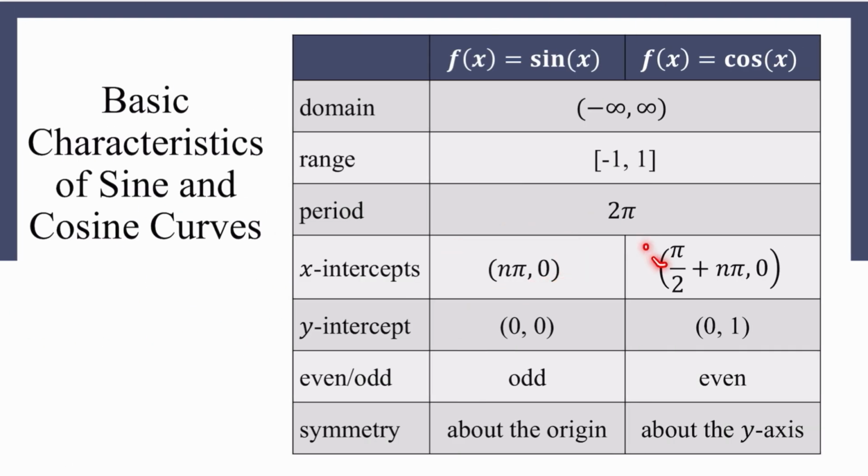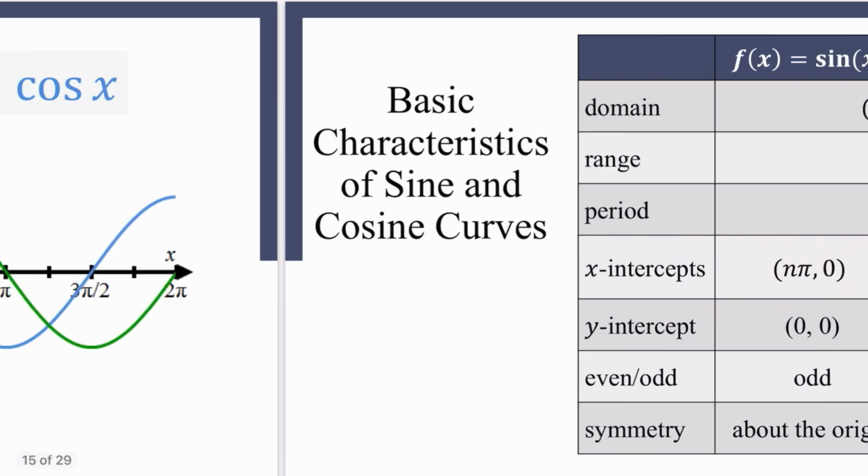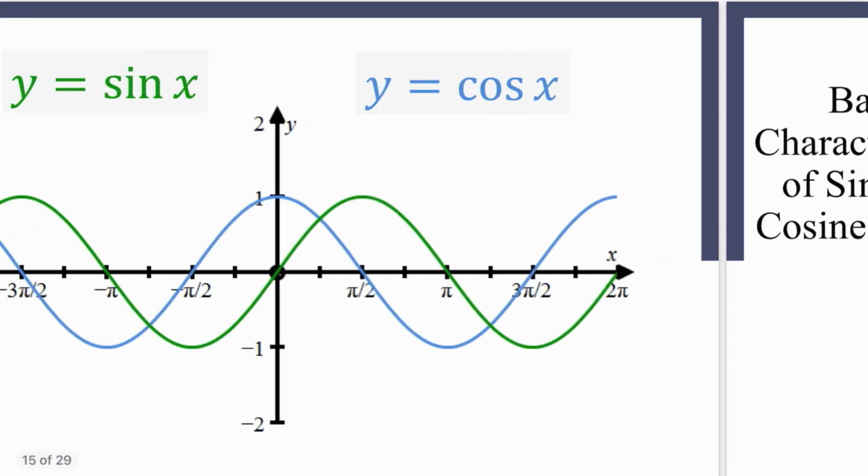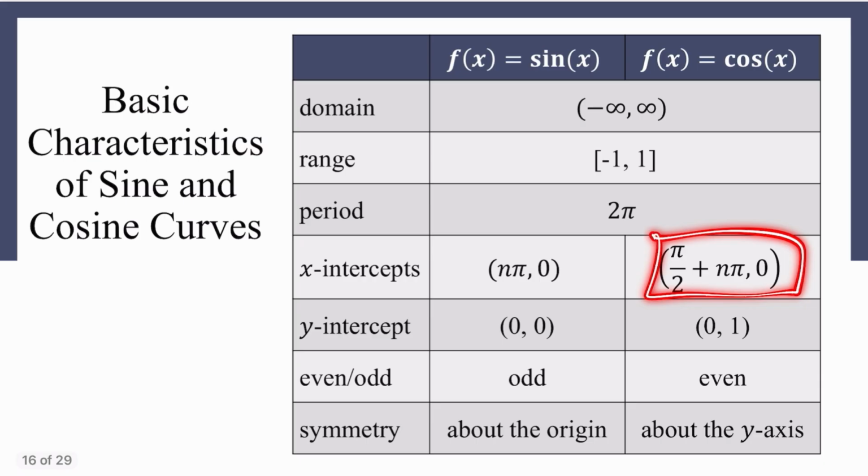And then for the cosine curve, it's a little bit more complicated because it's going to start at pi over 2, and then you're going to add pi to get the next one. So for example, pi over 2 plus pi takes you to 3 pi over 2, plus another pi would take you over here to 5 pi over 2. If you were to subtract pi from pi over 2, you get negative pi over 2, and then subtract another pi, you get -3 pi over 2, and so on. So that's where your x-intercepts are going to occur.